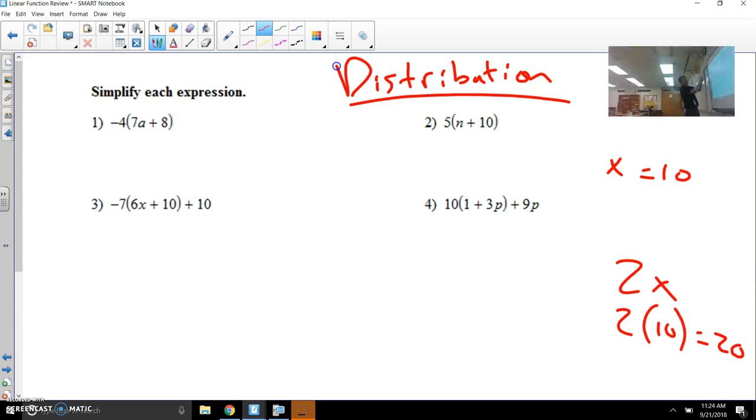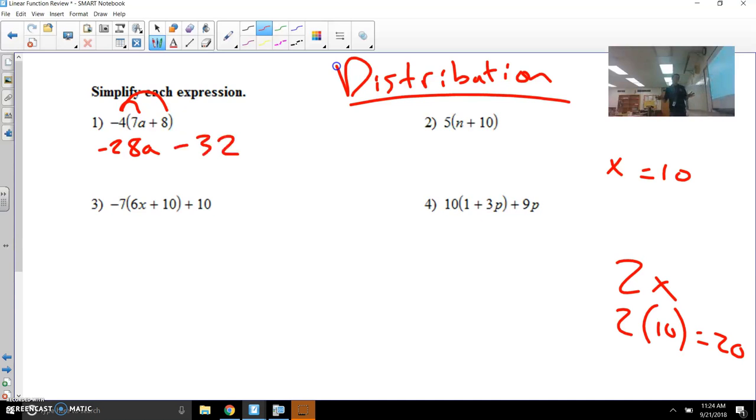-4 is up against this parenthesis, and so we need to understand that this is multiplication. -4 multiply 7 is -28, and then you have an a there as well that's multiplying against 7, so it's also multiplying against our answer here, -28. We're going to multiply next -4 times 8, and that gives you -32.